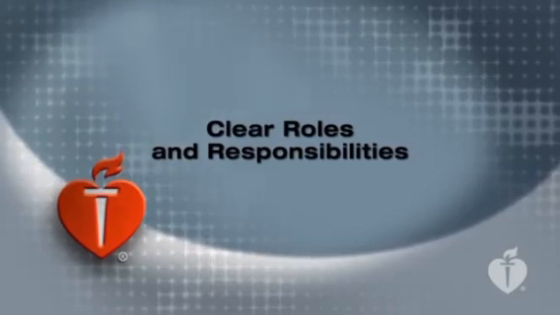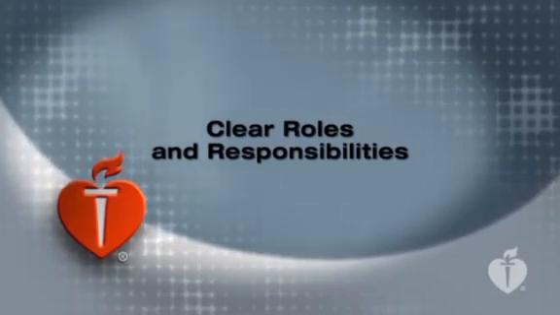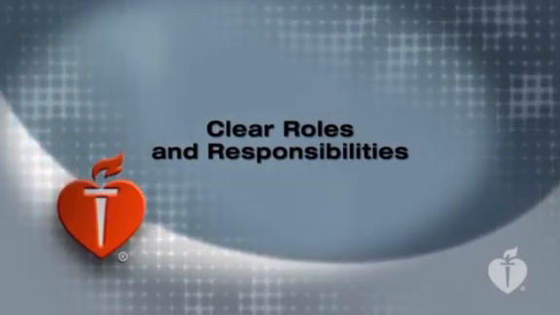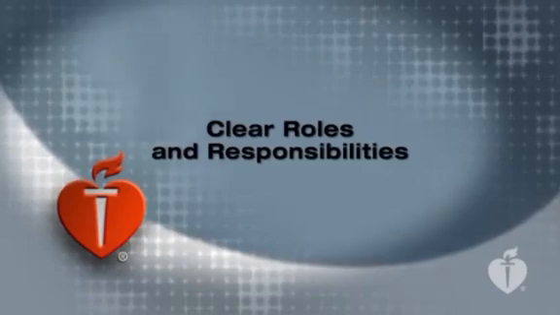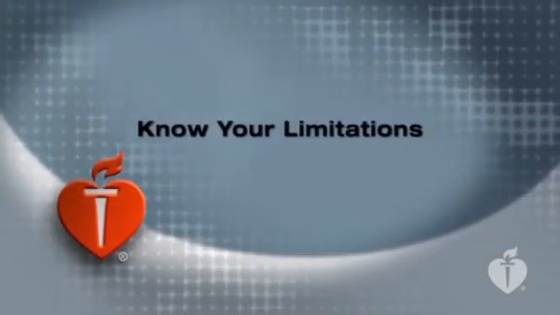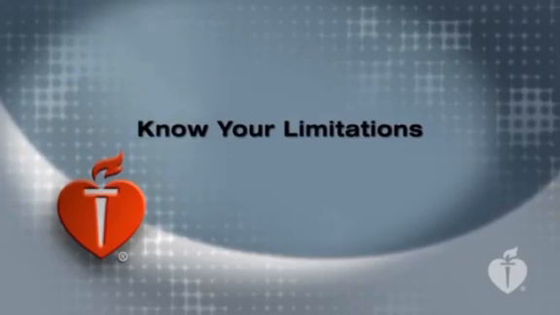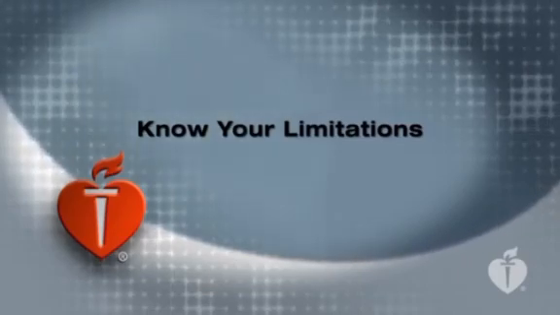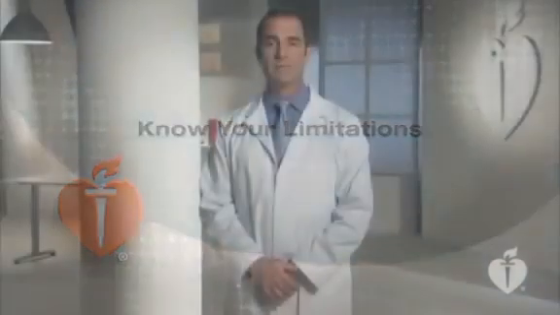Clear roles and responsibilities. When everyone knows their job and responsibilities during a code, the team functions smoothly. The team leader should clearly define and delegate tasks according to each team member's area of competence. Know your limitations. Every member on the team should know his or her limitations, and the team leader should be aware of them. Ask for assistance and advice early, not when the situation deteriorates.